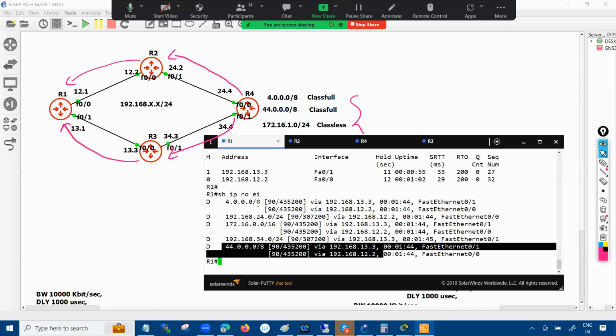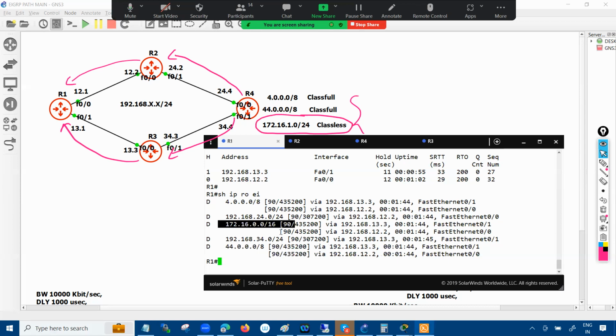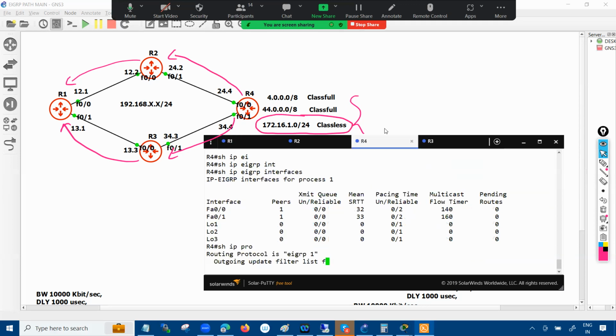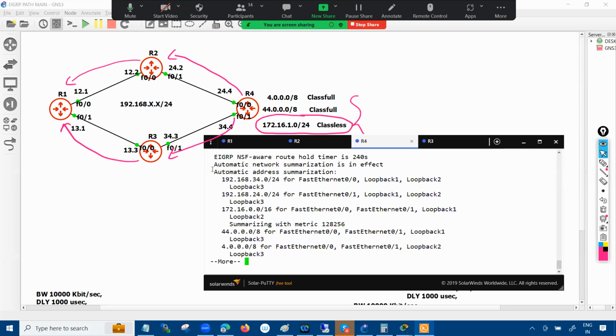One thing you may notice about the routes I'm receiving: I configured a /24 subnet on router 4, but I'm receiving a /16 only. Can anyone tell me the reason behind it? Anyone tell me why? Because of auto summary? Because of the auto summary, right? Because auto summary is enabled by default. If you see show IP protocols, my auto summary is enabled.